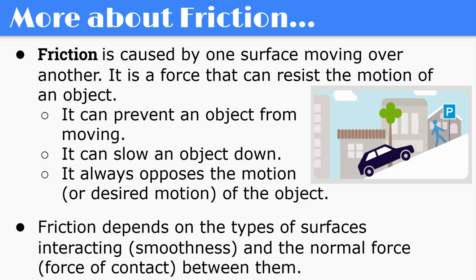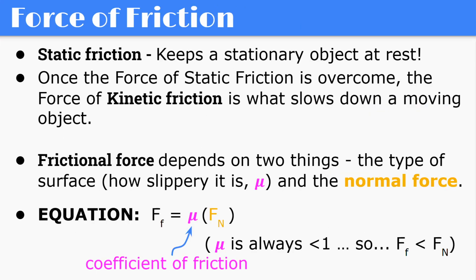Friction depends on the types of surfaces interacting, so how smooth or rough they are, and the normal force between them, so the contact force between them. There are two types of friction: static friction and kinetic friction. Static friction keeps stationary objects at rest. So again, if you park on a hill, you're relying on static friction between your tires and the road, or between your brake pads and your rotors, to keep your car from rolling down that hill. Okay, it keeps you at rest.